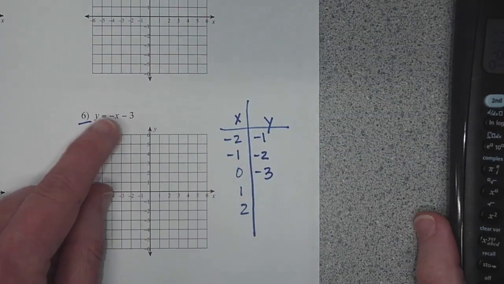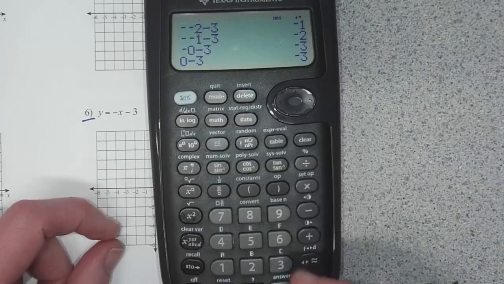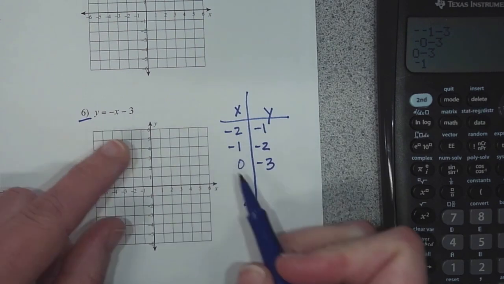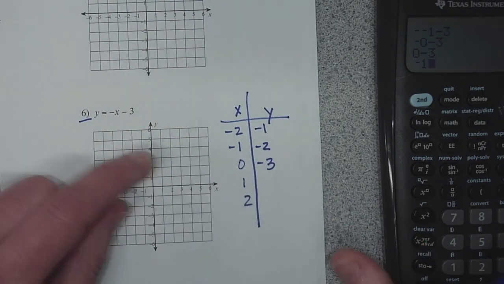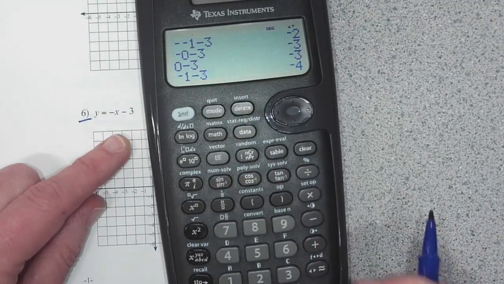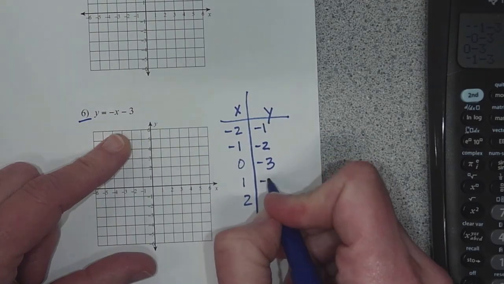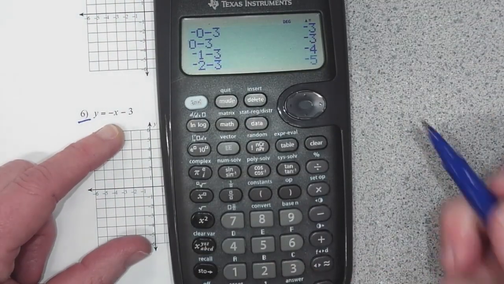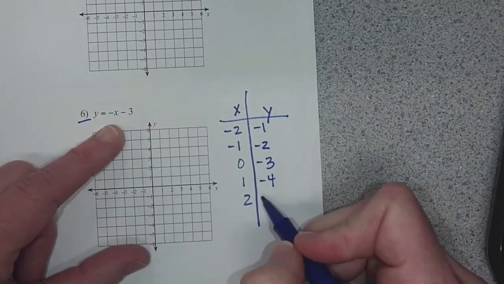Okay, now -1. This time I only need the one negative because I'm getting it from the equation, and there's no second negative in front of that number. So -3, -4. And finally plugging the 2 in, so it'll be -2 minus 3, -5.